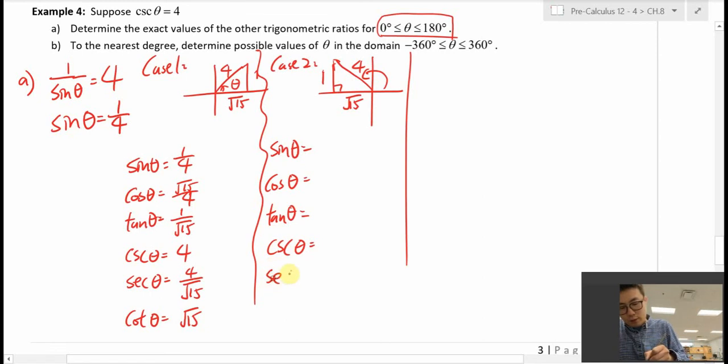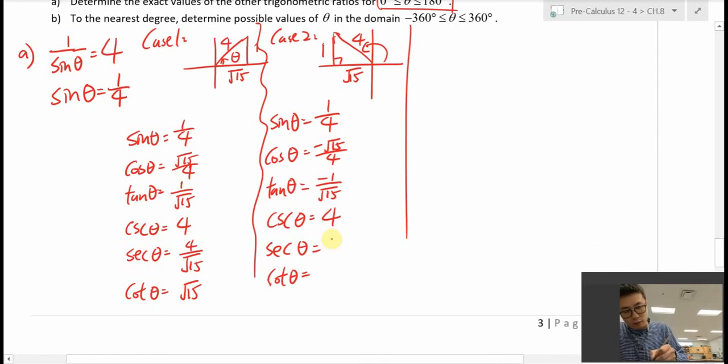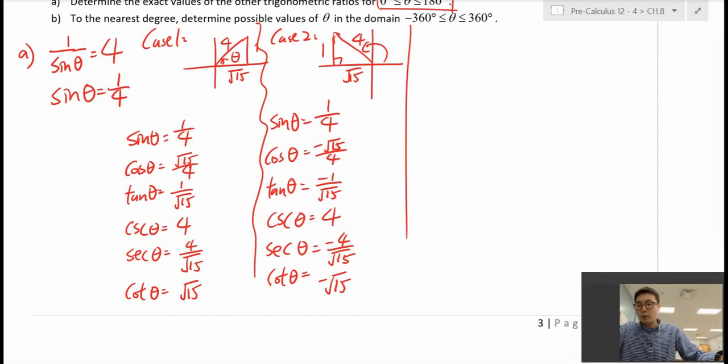going to be negative. And the ones that are going to be negative will be the non-sine and cosecant ones. So these two will remain the same, but the rest will be negative of what it was if it was in quadrant 1, right? So then now it's going to be negative 4 out of root 15, and this is simply going to be negative root 15. It's just the negative of what it was in quadrant 1. Okay, so that's part A.